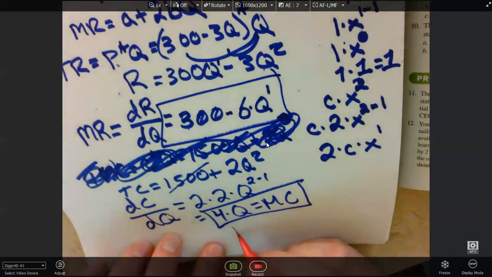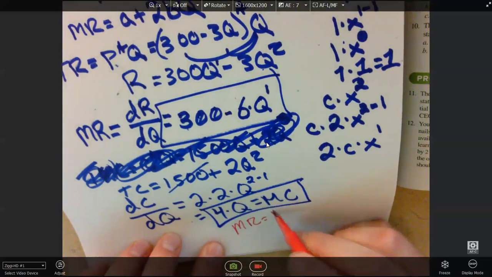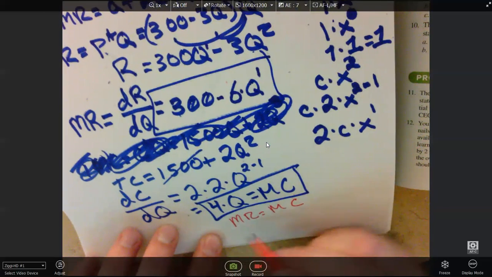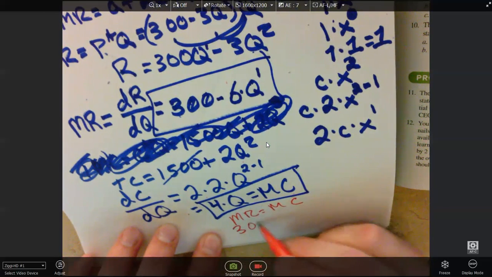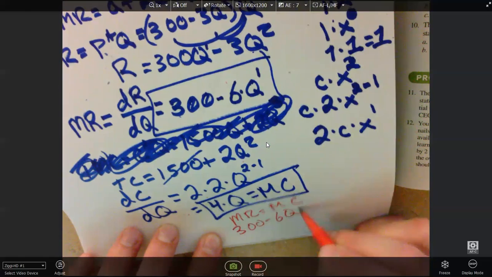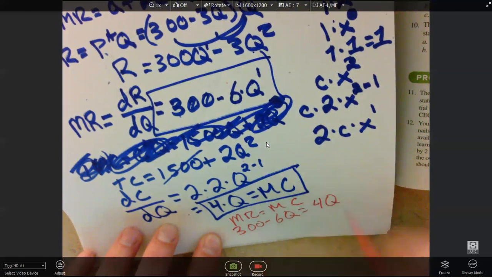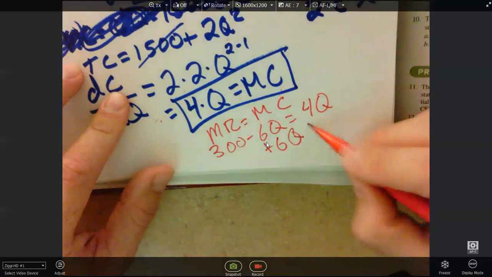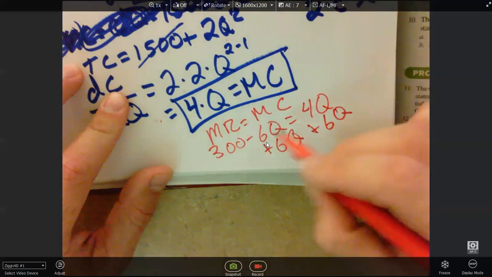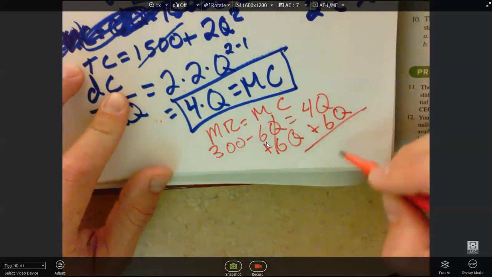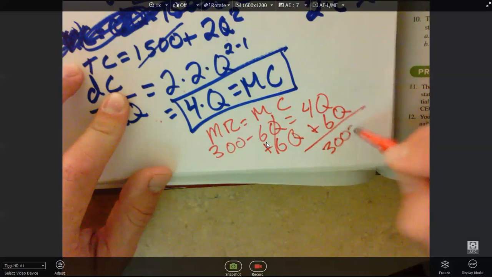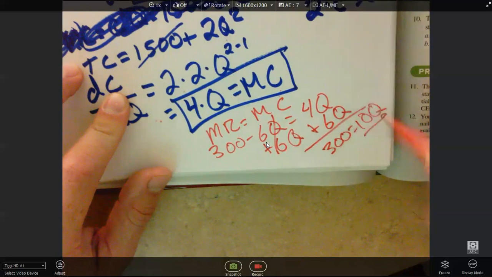So this is going to be 300 minus 6Q is equal to 4Q. I'm going to add 6Q. Those annihilate each other. This ends up being 300 equals 10Q. Divide both sides by 10. We get Q equals 30.